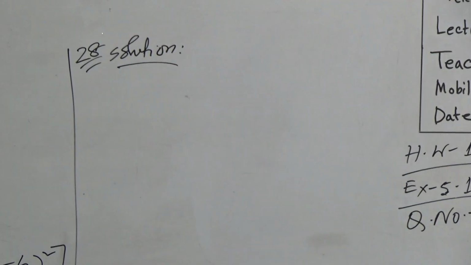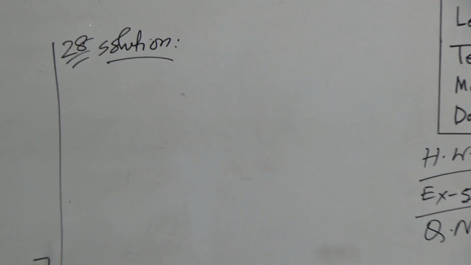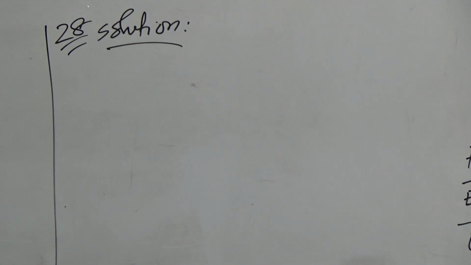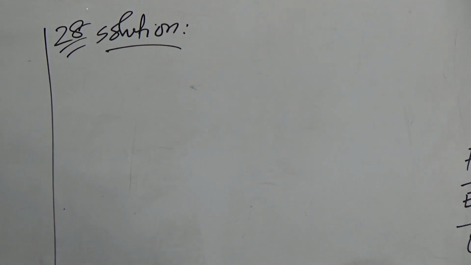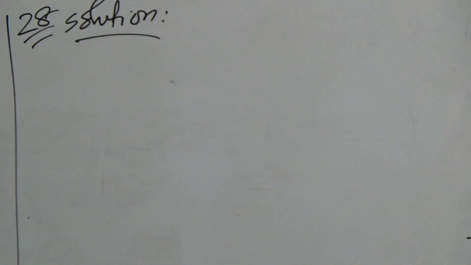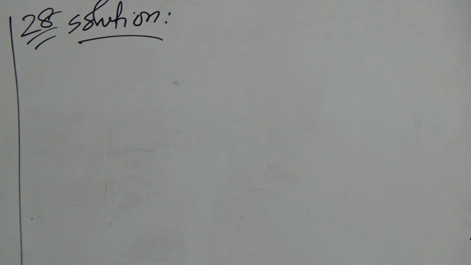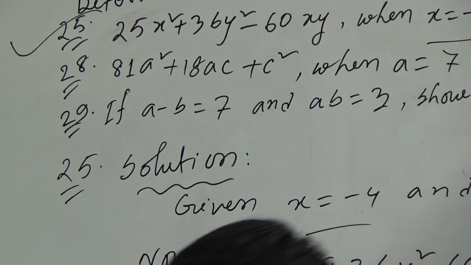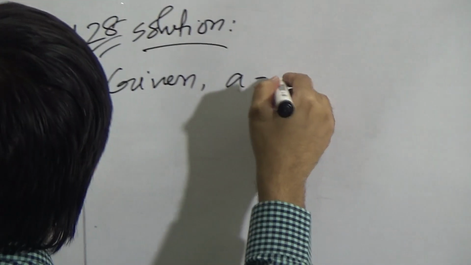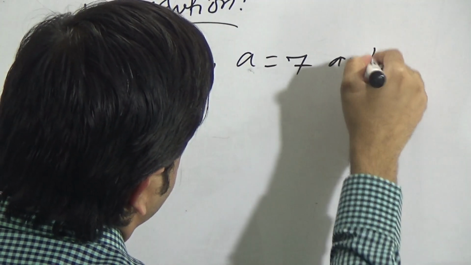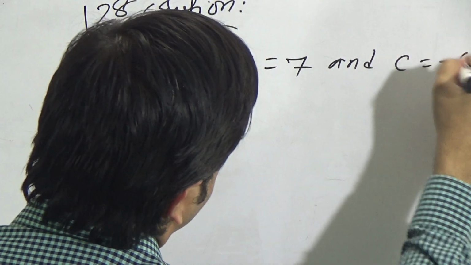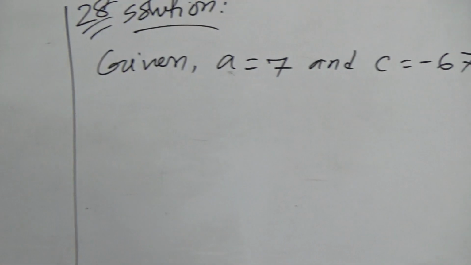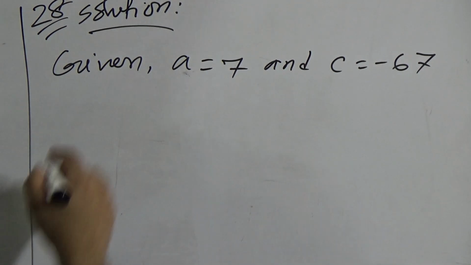Question 28: 81a square plus 18ac plus c square, when a equals 7 and c equals minus 67. This is given. We need to determine the value of the expression 81a square plus 18ac plus c square. So at first we can write the given information: given a equals 7 and c equals minus 67. Now we can write the given expression here.